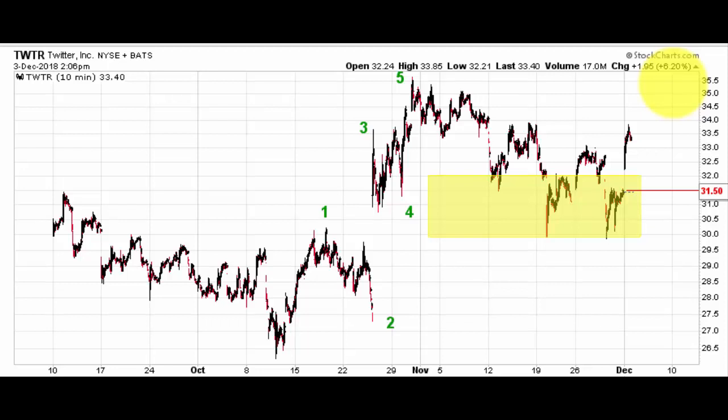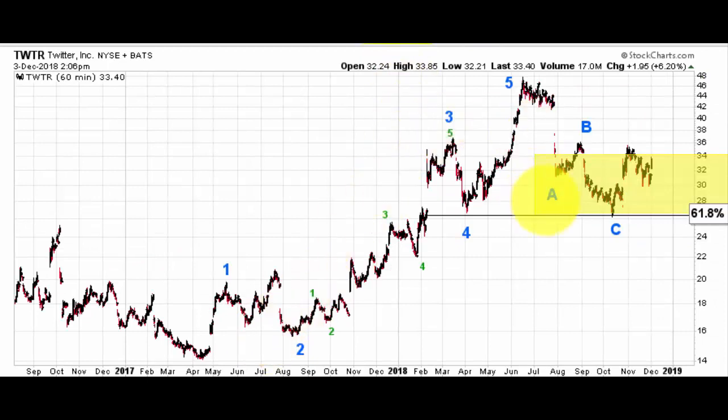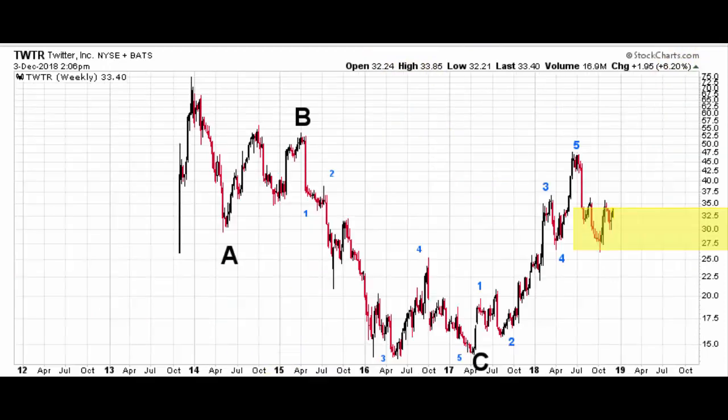The key is that Twitter, TWTR, stay above 3150 at all times. If it moves below that level, all bets are off. We're no longer interested. But as long as it's staying above 3150, this is going to look like it's the start of what could be another big five-wave advance. And again, if you pull it back out here, this could just be the first wave of a much larger five-wave advance.